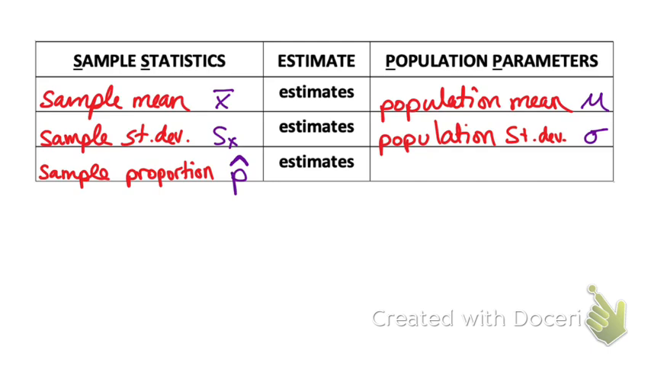Do you guys remember back in chapter 3? It's been a minute. Y hat. Do you guys remember Y hat? What is Y hat? Estimated Y. That's the estimated Y, right? So if we have a sample proportion of P hat, what do you think it's going to estimate? A population proportion of P. Very good. So P hat estimates a population proportion P.